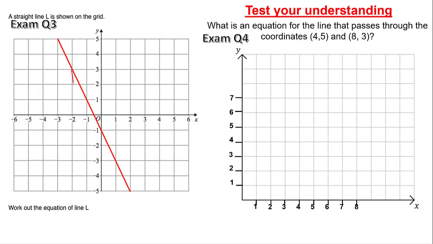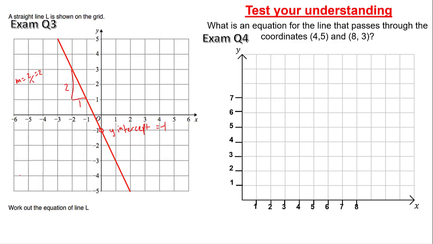I like this nice triangle here, nice and easy. Rise is 2 and 1. So m, the gradient, equals 2 divided by 1. We know that's 2. What we need to find now is c. So the y-intercept equals -1.